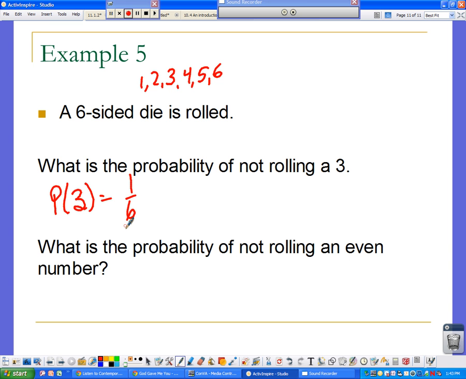And all I have to do when I'm finding the probability of that event not happening is I'm just going to take 1. In this case, I'm going to write it as 6 over 6 minus 1/6. So it gives me 5/6.